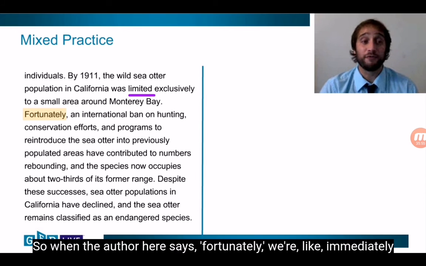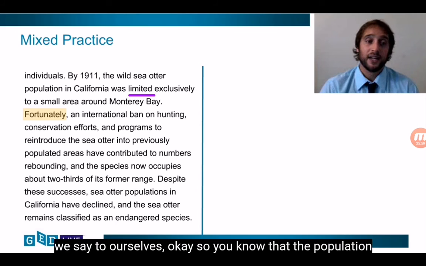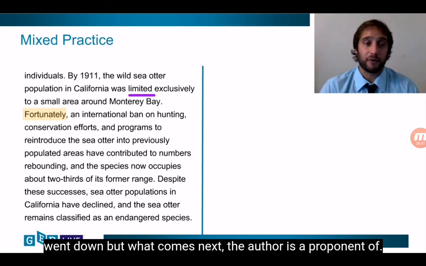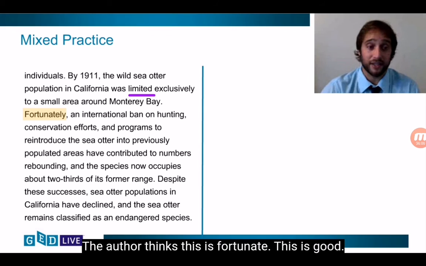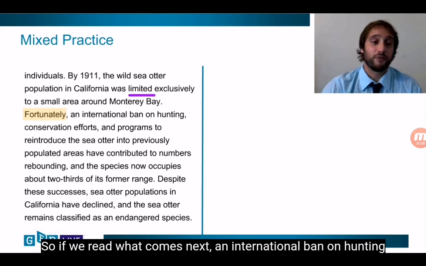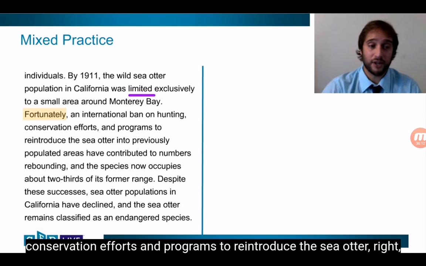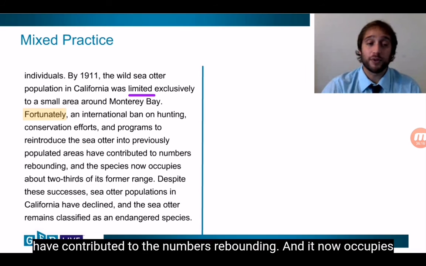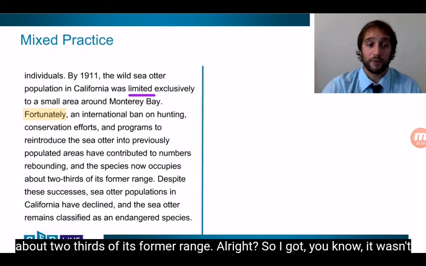So when the author says, fortunately, we immediately say to ourselves, okay, so the population went down, but what comes next, the author's a proponent of. The author thinks this is fortunate, that this is good. So if we read what comes next, an international ban on hunting, conservation efforts, and programs to reintroduce the sea otter, right, have contributed to the numbers rebounding. And it now occupies about 2/3 of its former range.